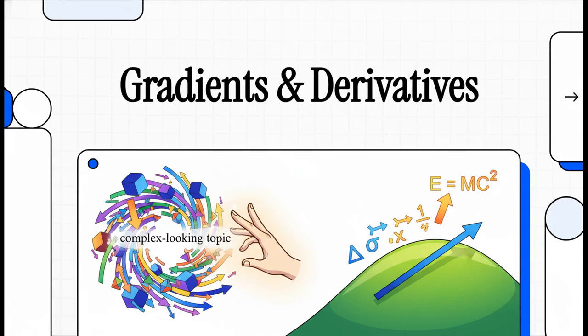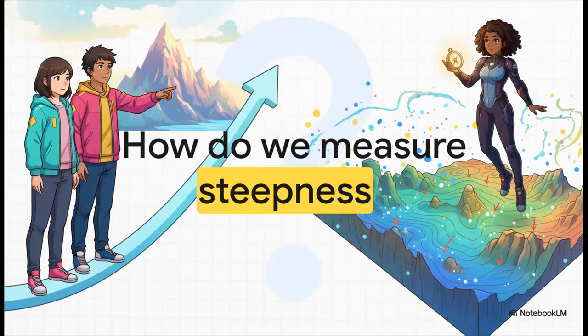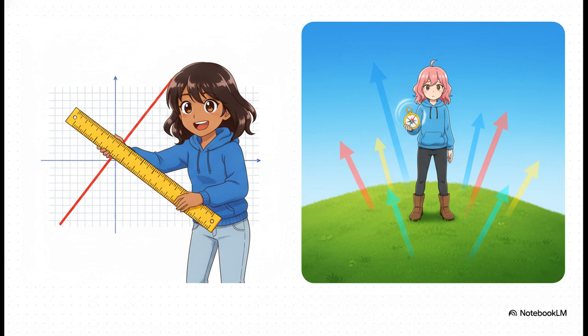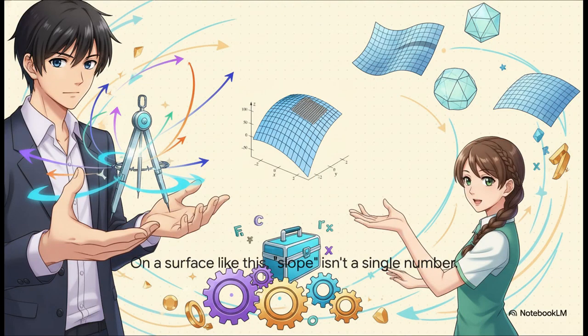All right, let's break down gradients. Sounds complicated, right? But it's actually pretty intuitive. We all get how slope works on a 2D line, but what about on a 3D surface, like a hill? Right. Going straight up a hill is way steeper than, say, walking sideways across it. Exactly. So for a surface like this, slope isn't just one number. We need a new toolkit.